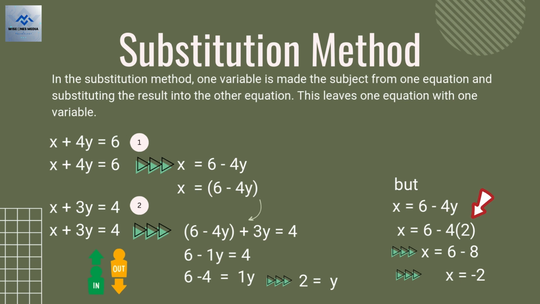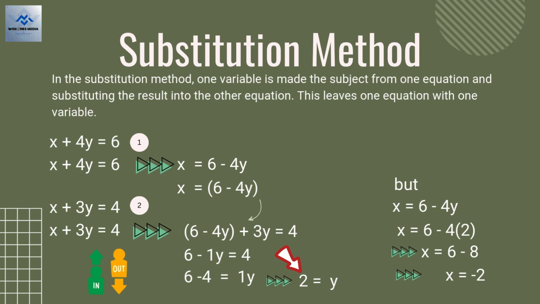Example: solve the equations. First equation, x plus 4y equals 6. Second equation, x plus 3y equals 4. From the first equation, solve for x. X equals 6 minus 4y. Substitute x equals 6 minus 4y into the second equation. 6 minus 4y plus 3y equals 4. Simplify. 6 minus y equals 4.